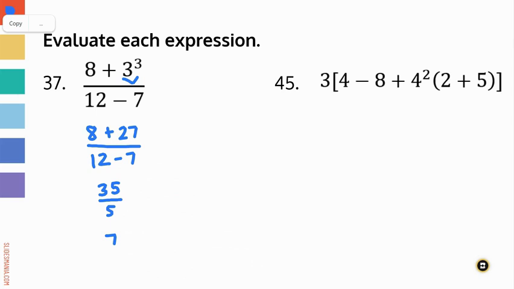So we are going to start in the innermost parentheses. So that means the 2 plus 5. So 2 plus 5 gives me 7. And I still have my brackets here, so I'm going to bring those down. And then I'm going to do times.